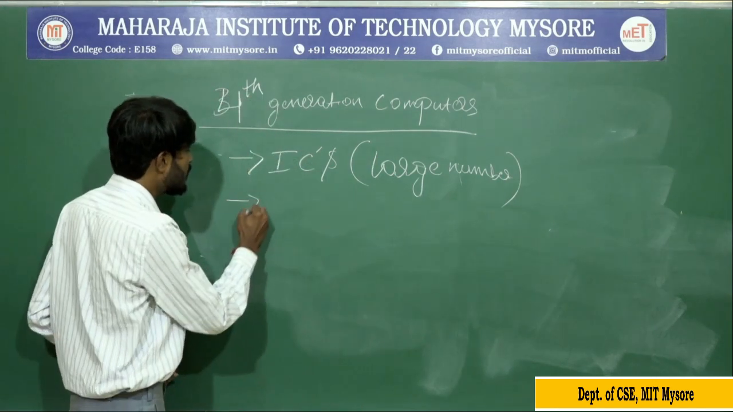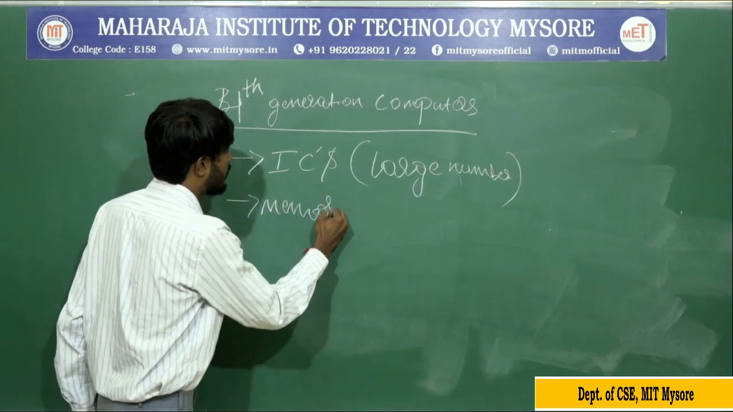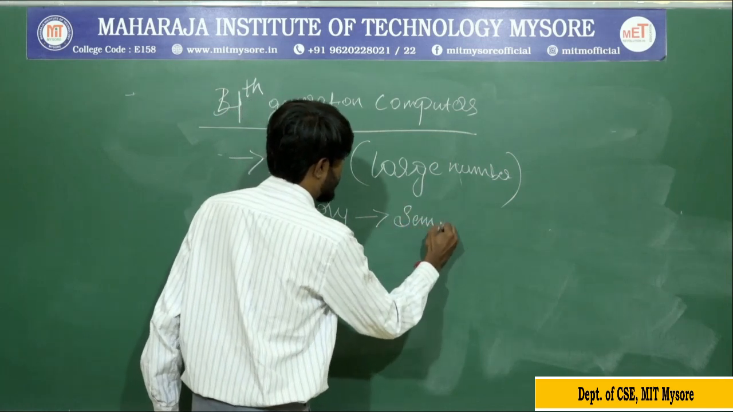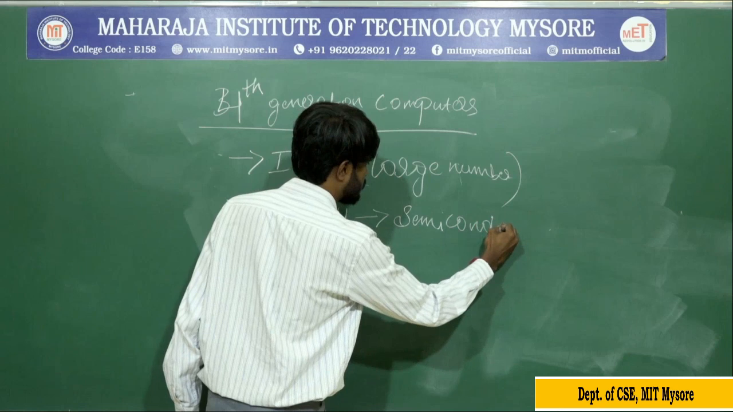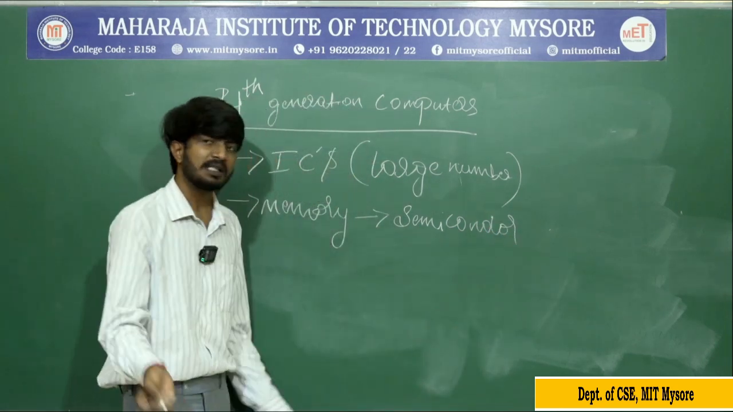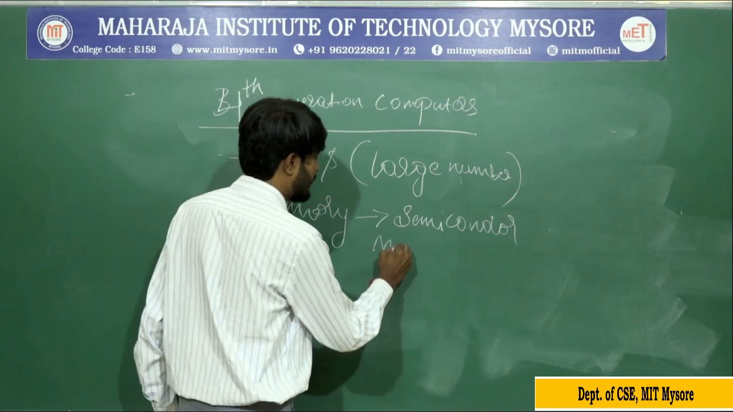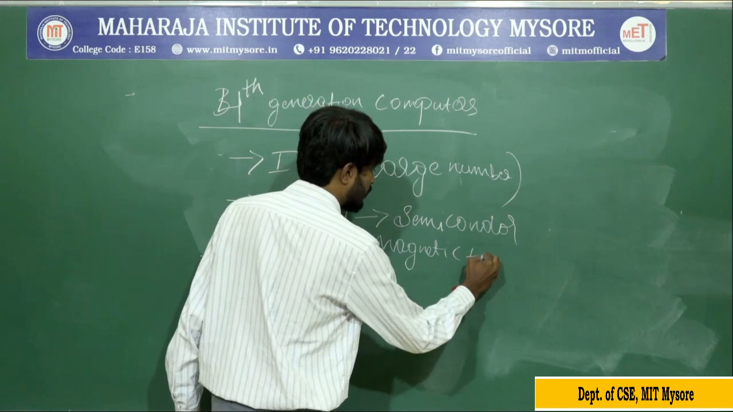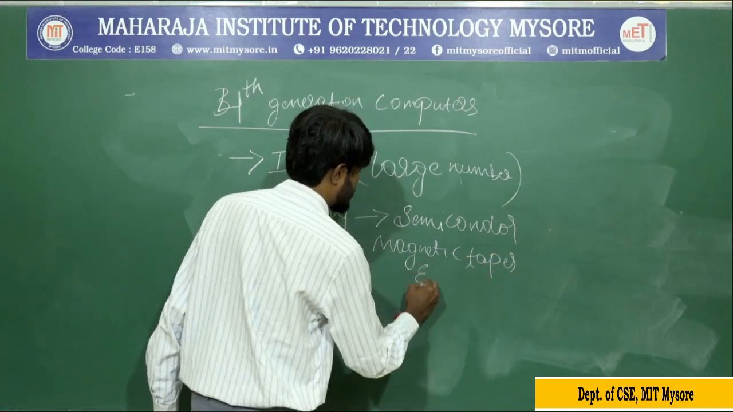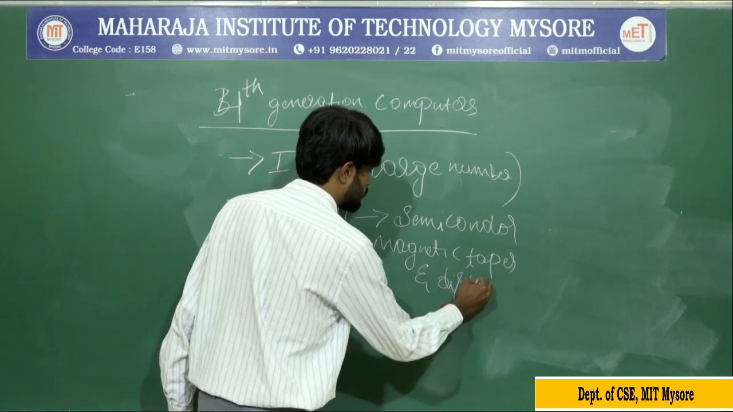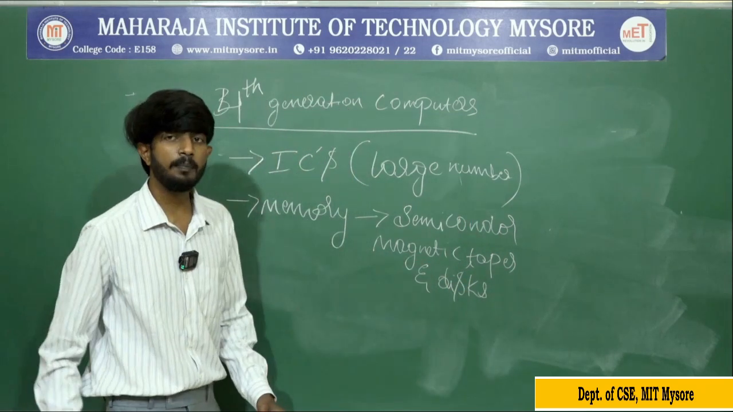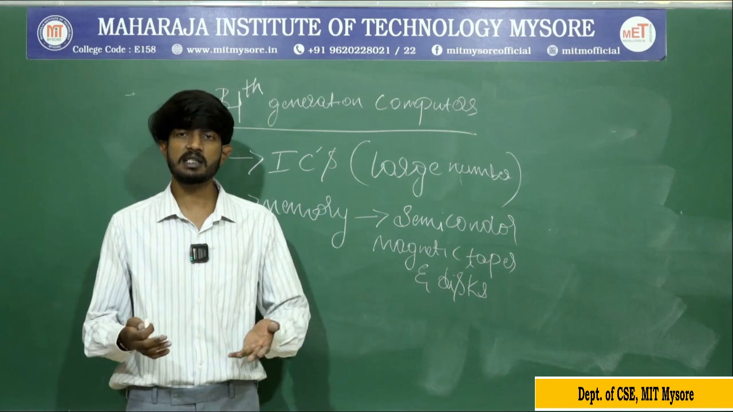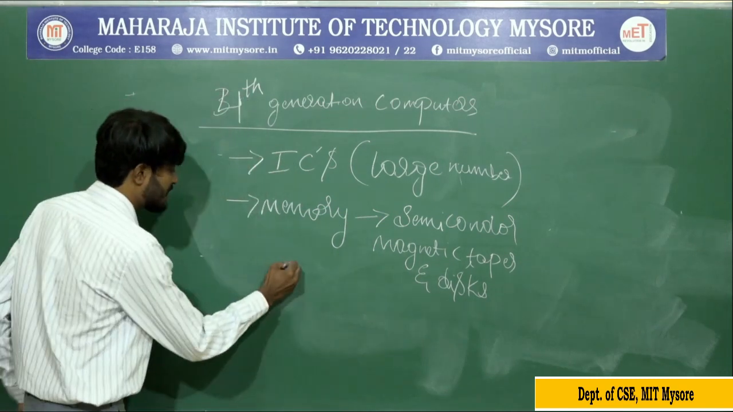So the memory of this is made up of semiconductor, the primary memory. Okay, the secondary memory is the same, like magnetic tapes and disks. So with the help of more ICs being integrated, now we are going to give the instructions to the computer with the help of C++.